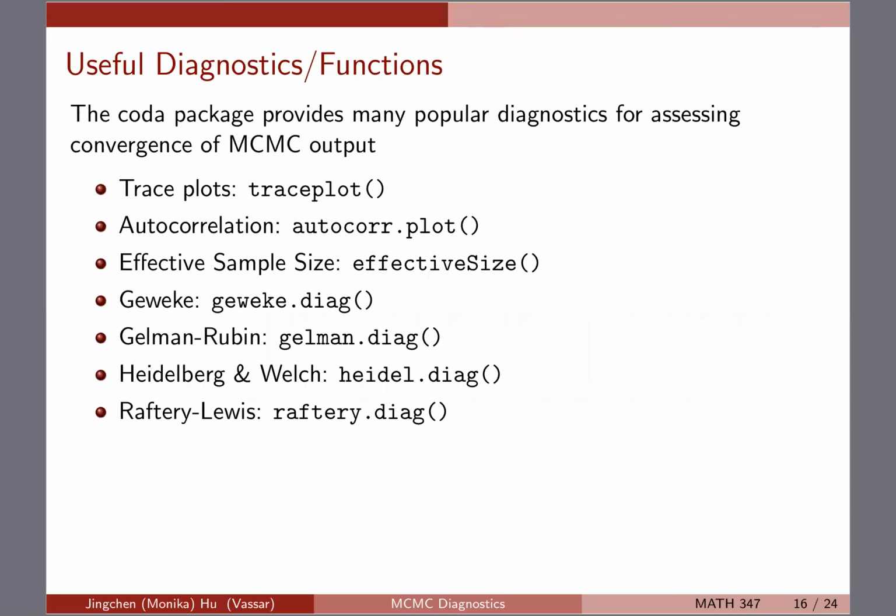Here I just give you a list of useful diagnostics and functions. The trace plot is what we have seen before. It's very straightforward, just called traceplot. Oh, sorry, I guess I just lied. Autocorrelation is autocorr.plot, sorry about that. ACF is probably going to return you the numbers, but for the plot that I showed you, you're going to use autocorr.plot.